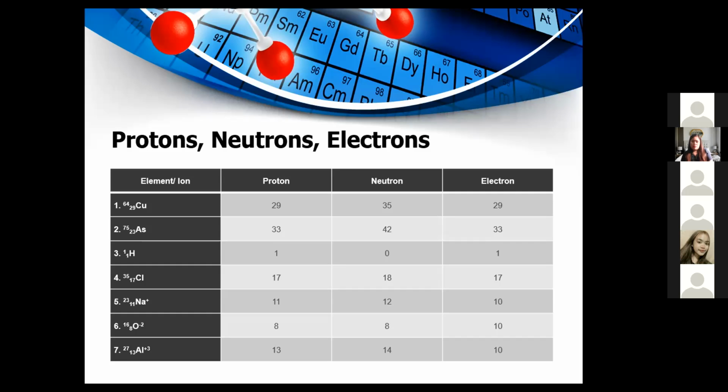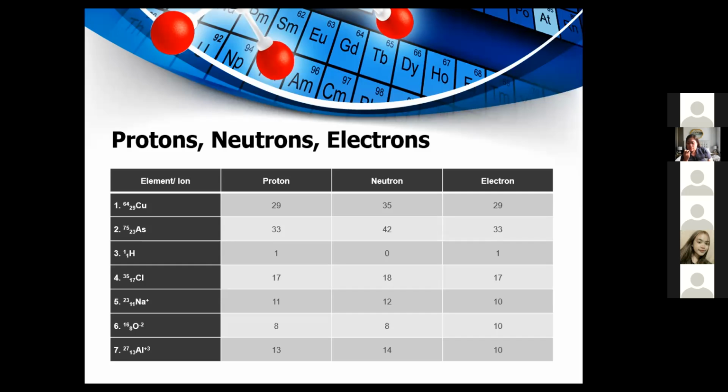So number 6, we have oxygen. Our atomic number is 8. Atomic weight is 16 and the charge is negative 2. So our proton is 8, neutron is 8, and electron is 8.